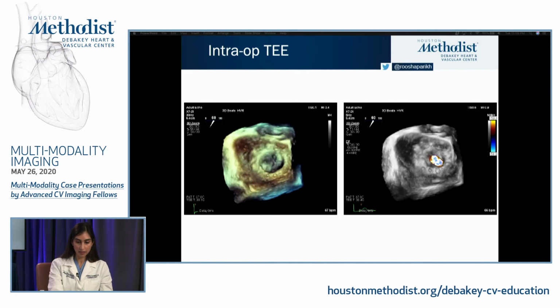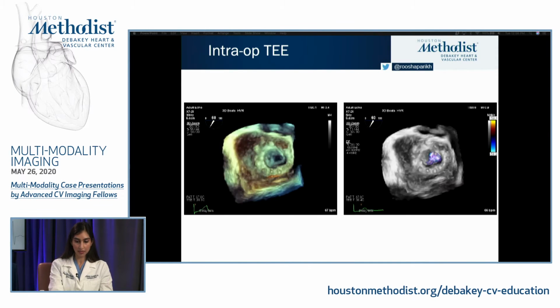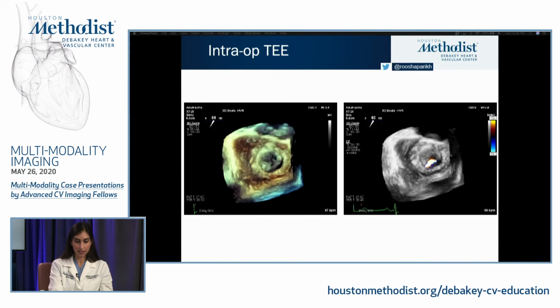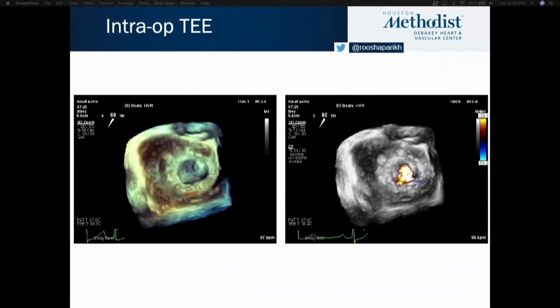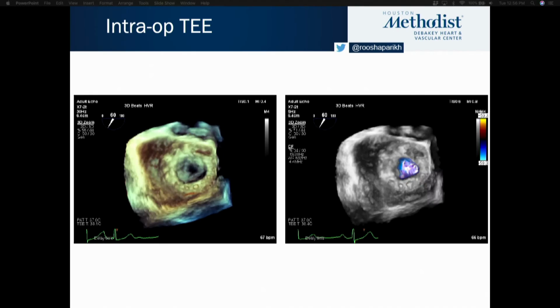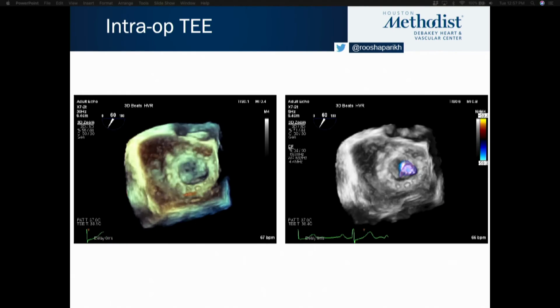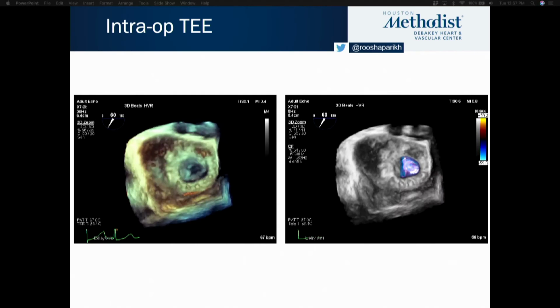So the first image is a 3D TEE image of the mitral valve. These were all intra-op TEEs. On the left, you can see the bioprosthetic mitral valve with the 3 leaflets thickened, with evidence of stenosis. The right image shows the addition of color to the 3D image and demonstrates at least moderate mitral regurgitation visualized in systole. And during diastole, you can see that there's flow acceleration suggestive of significant stenosis.